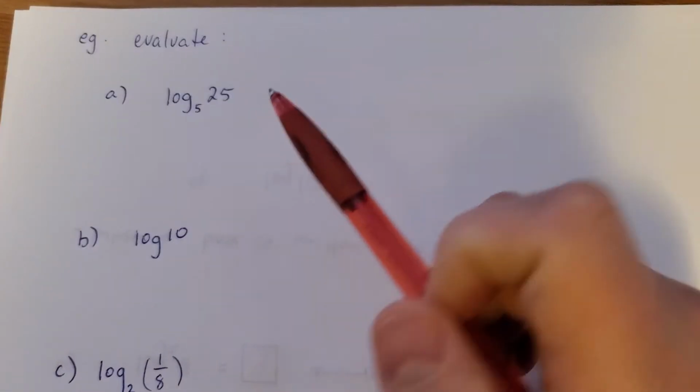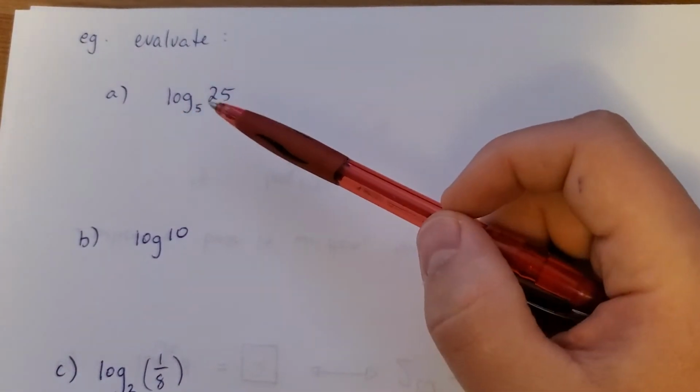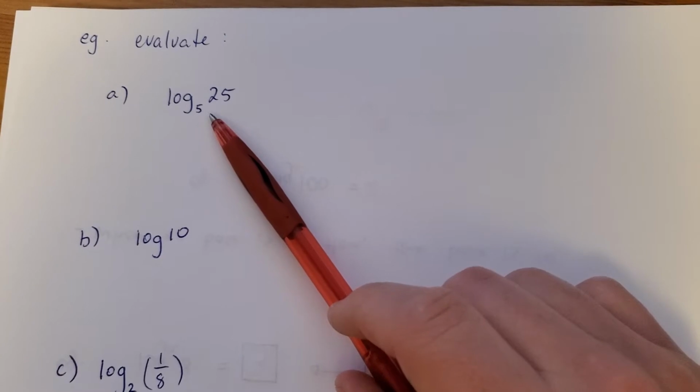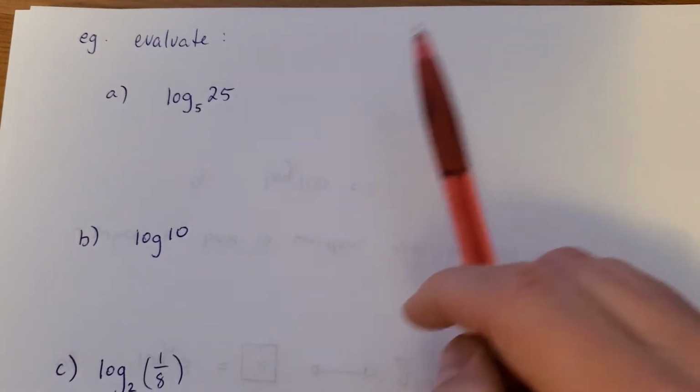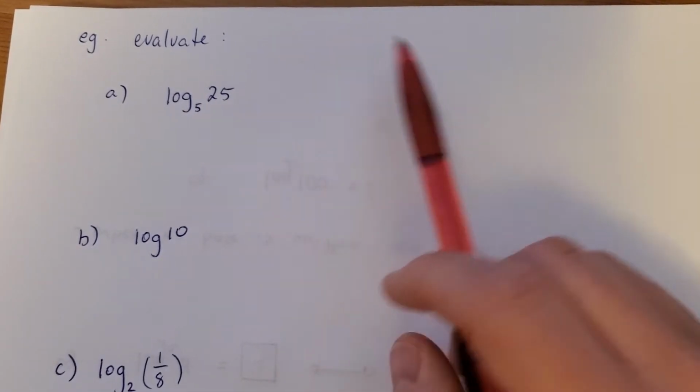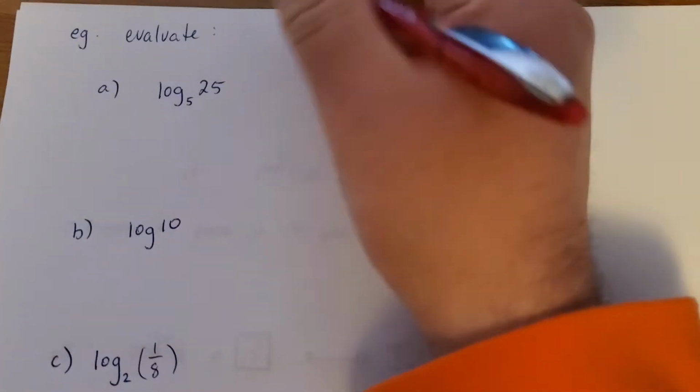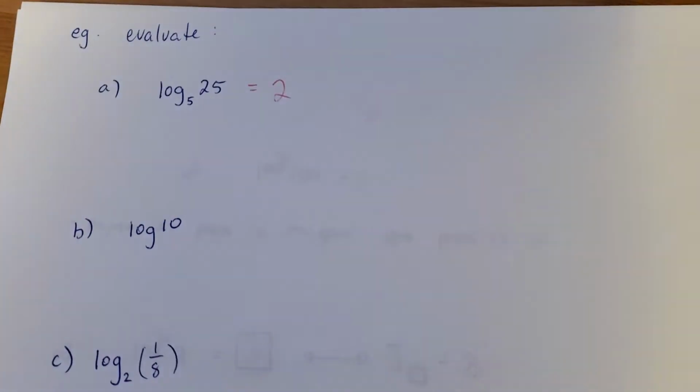Log base 5 of 25. So remember, what you're doing is you're finding the exponent. 5 to the power of what equals 25? I'm not going to give you ones that are too difficult right at the beginning. That's just 2 because 5 to the power 2 equals 25.